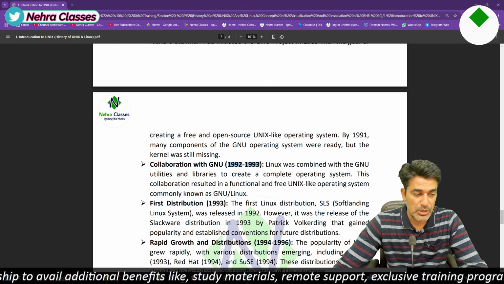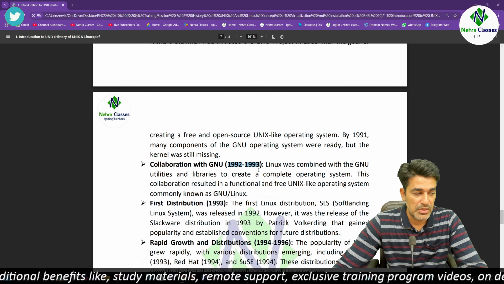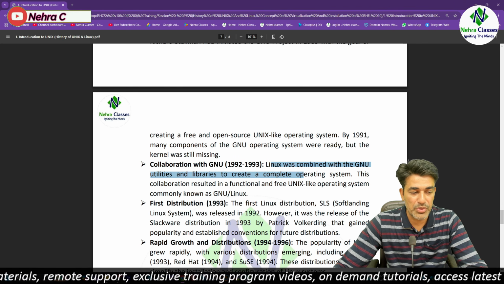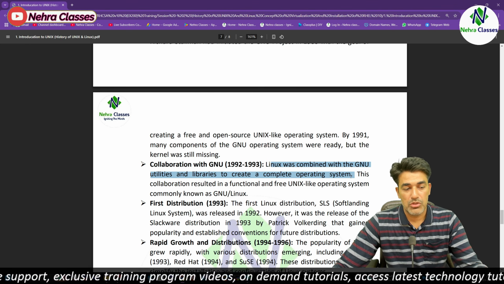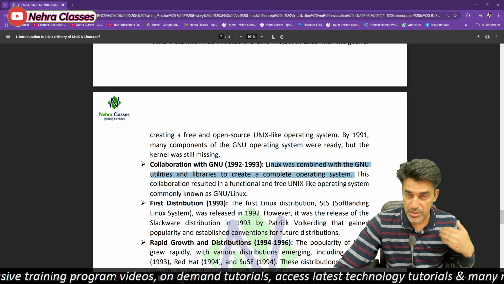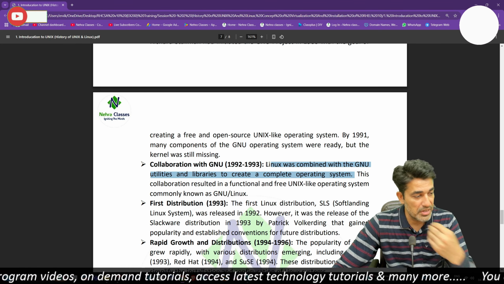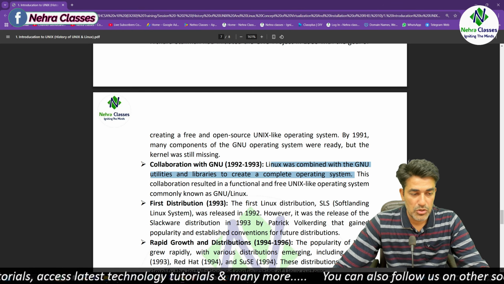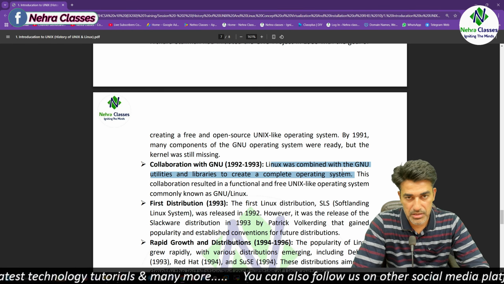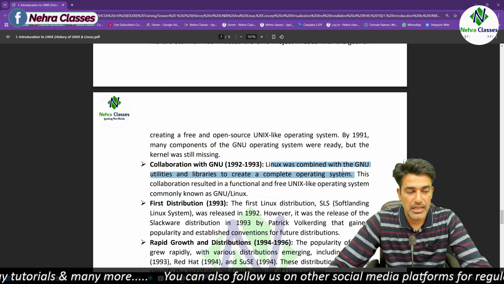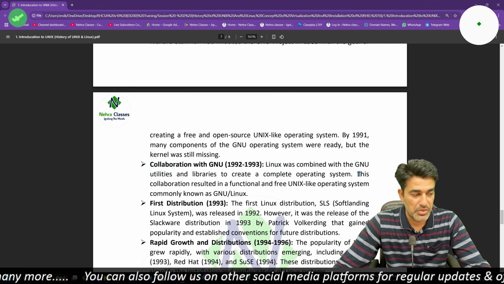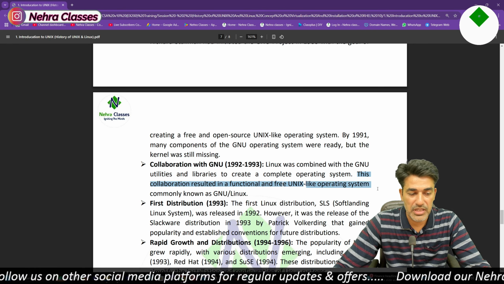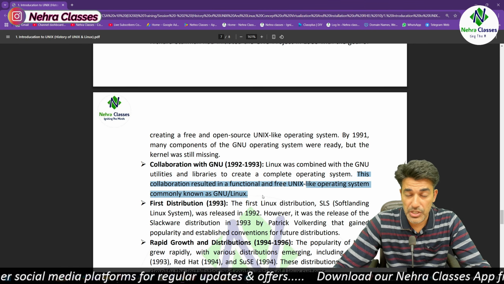So in 1992 and 93, Linux was combined with the GNU utilities and libraries to create a complete operating system. The operating system kernel was developed by Linus Torvalds, and the utilities and libraries were developed by the GNU community. After combining all this, they created a complete operating system. This collaboration resulted in a functional and free Unix-like operating system commonly known as GNU or Linux.